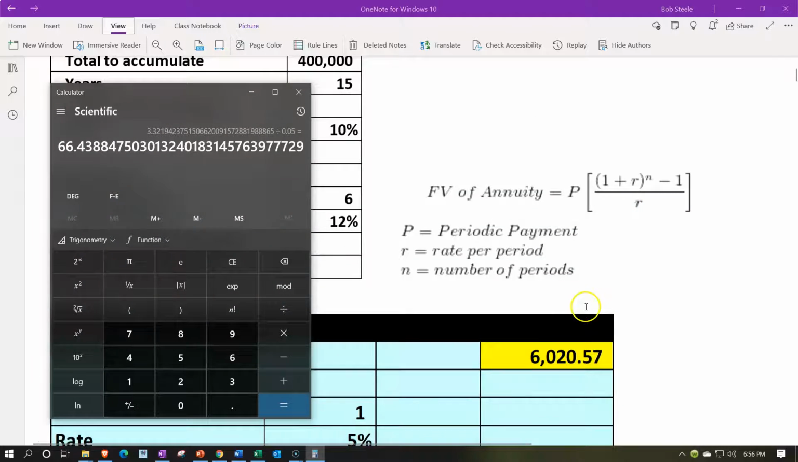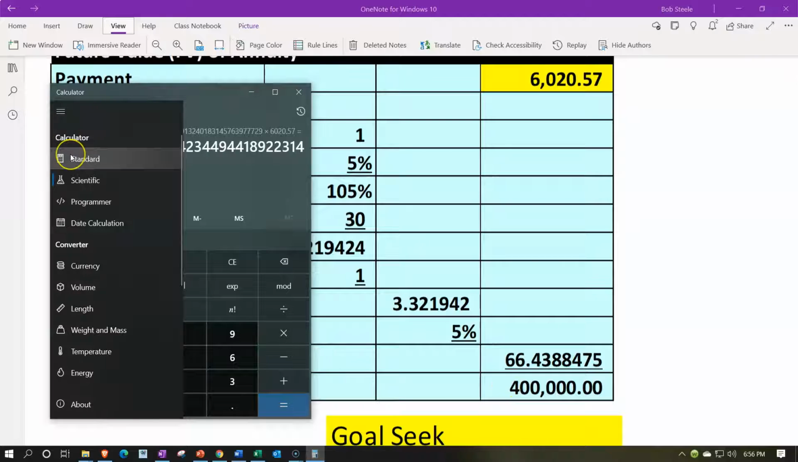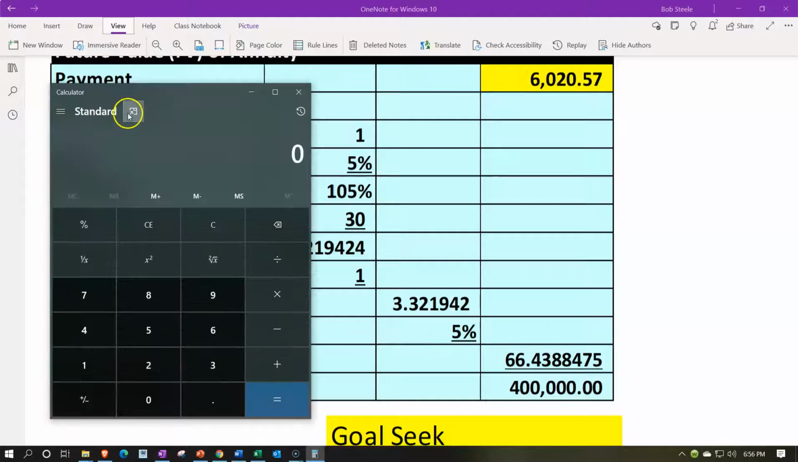We can then multiply these two out. If I multiply that times the 6020.57, we then get to about the 400,000, given rounding. I'm going to bring my normal standard calculator back in action.